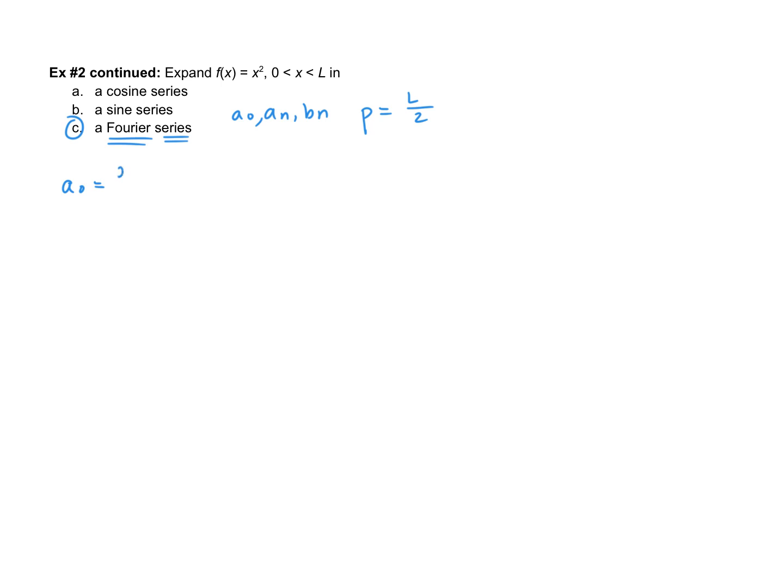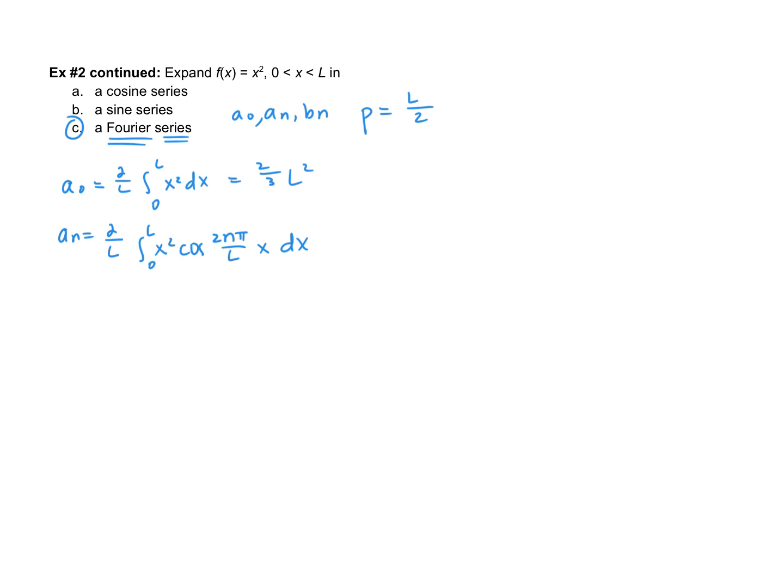Our a of 0 is going to be 2 over L, the integral from 0 to L of x squared dx. We already did that. That is 2/3 L squared. And then our a of n is going to give us 2 over L, the integral from 0 to L, of x squared cosine. Now remember our p is L over 2. So this gives us cosine of 2n pi over L x dx. Okay, and so we know that we're going to have to do tabular with this.